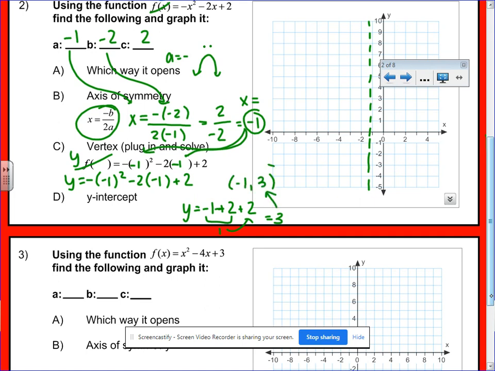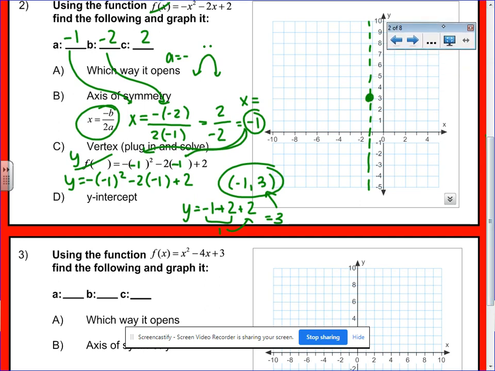So that's my y value as my vertex. So negative 1, 3. Okay. My y-intercept is 0, c. So it's 0, and then my c value is 2. Oh gosh, this works. No, 0, 2.